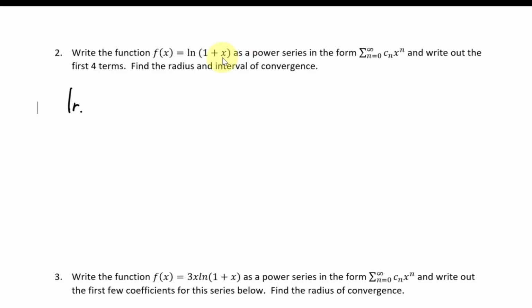But even for this function, it may not be apparent right away that you can use the geometric series, but in fact you can, because the ln is an antiderivative of 1 over 1 plus x. It's all based on the fact that the antiderivative of 1 over 1 plus x with respect to x is the ln of 1 plus x.